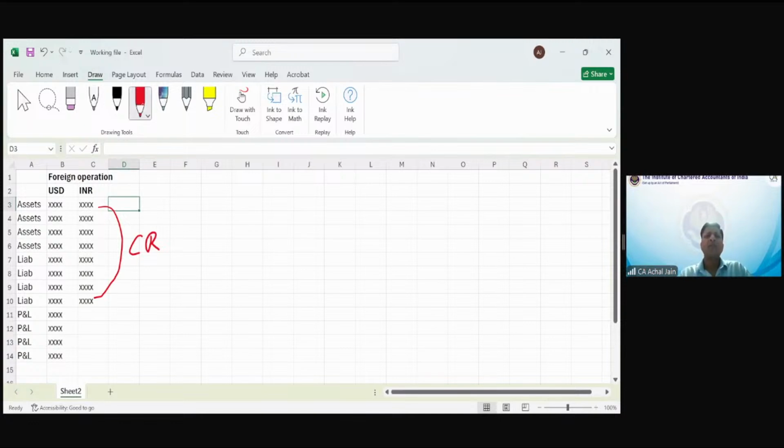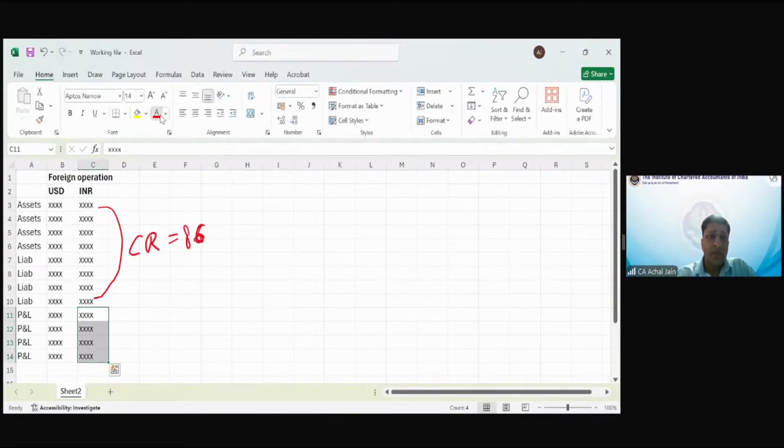Right? So let's suppose closing rate was 86. Fine. So you multiply all of these items by 86 and you get the amount. And then all the items of P and L will be converted using average rate.